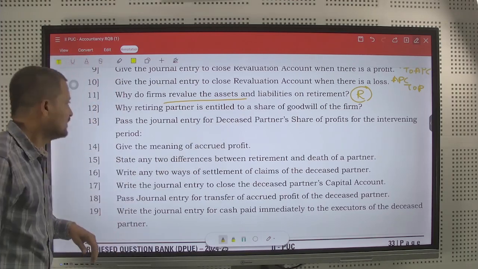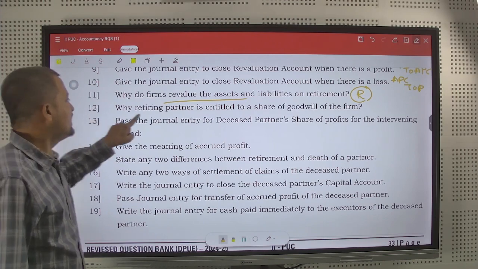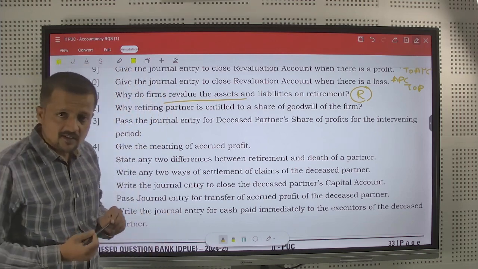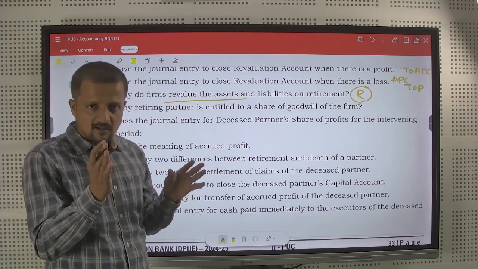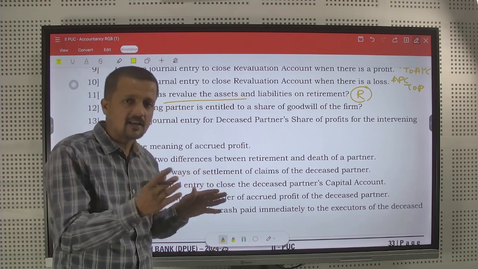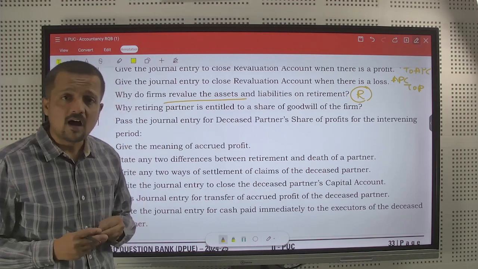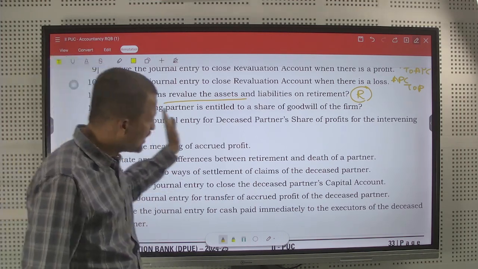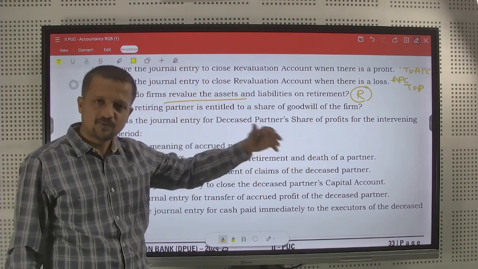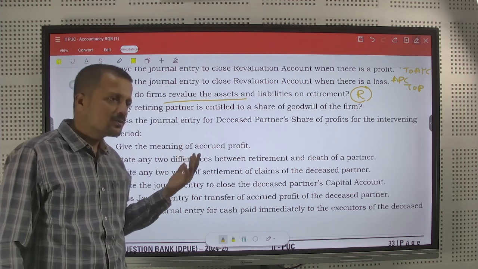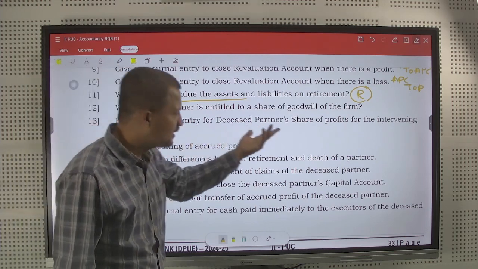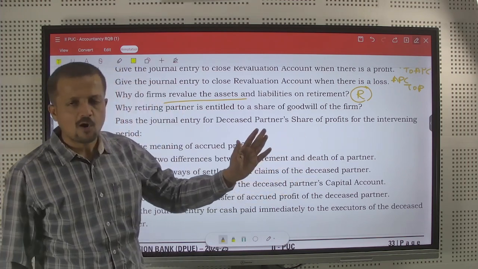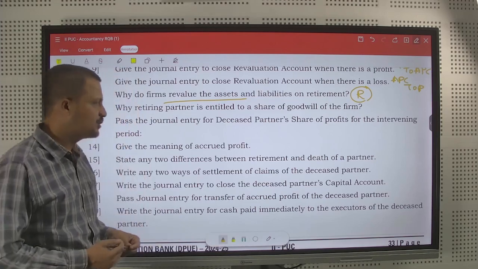Then, next is, why is the retiring partner entitled to share the goodwill of the firm? Because the profits earned in the past are the result of hard work of all the partners, or it is because of all the partners the firm has earned profits for so many years. So he is entitled for the goodwill. Okay, so efforts are from all the partners. That's why he is entitled for the goodwill.